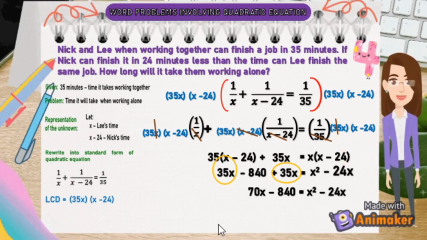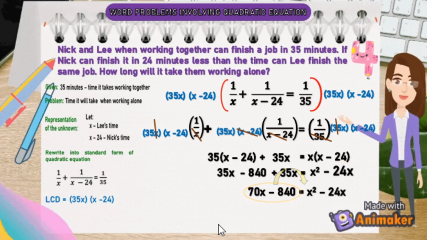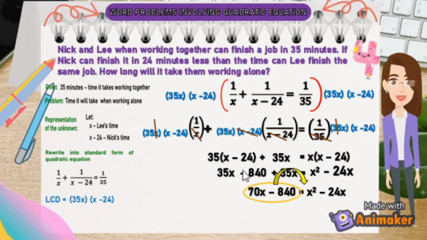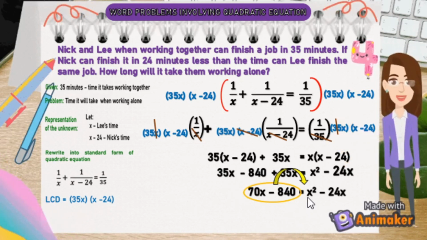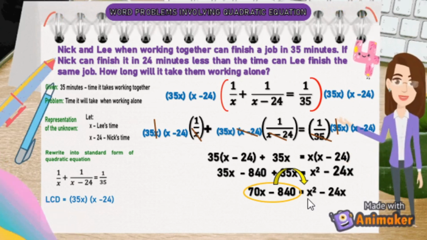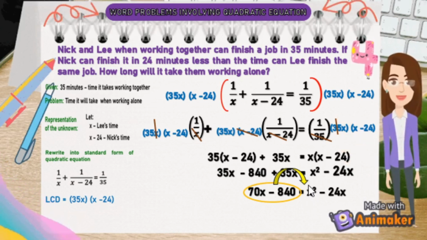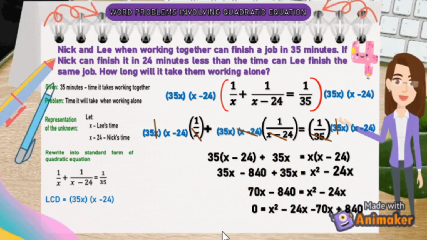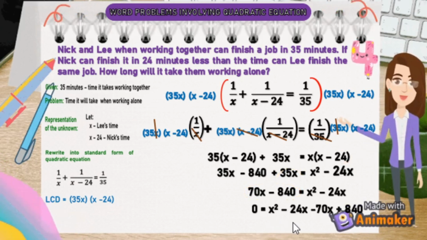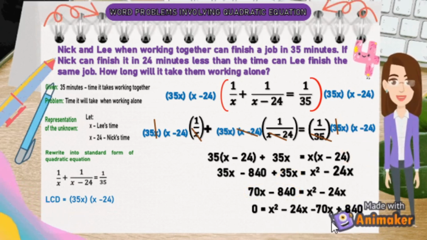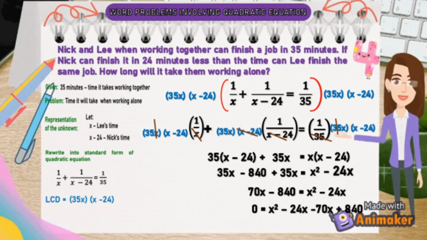Now, we have to transpose 70x minus 840 sa right side of the equation. Bakit yun yung itatranspose ko? Since kailangan positive ang ating value ng a. Para positive ang ating value ng a. So, magkakaroon tayo ng 0 is equal to x squared minus 24x minus 70x plus 840. Combine again similar terms.